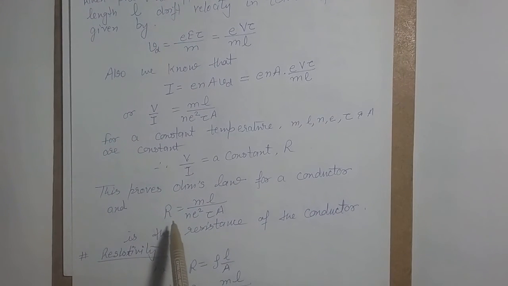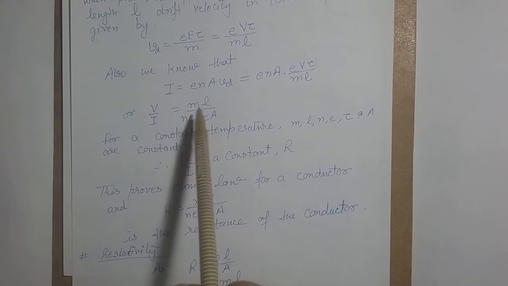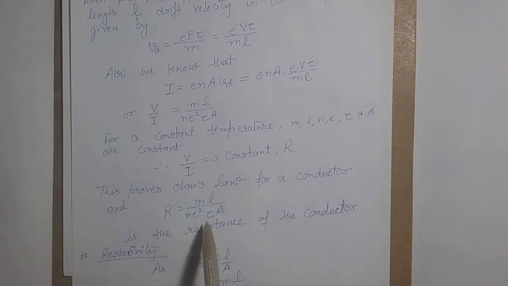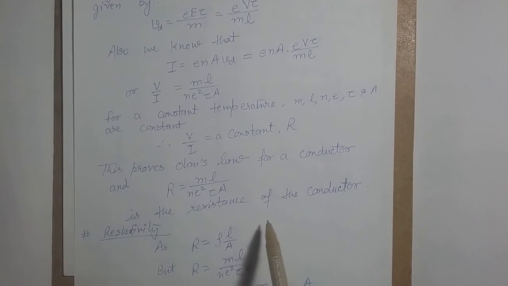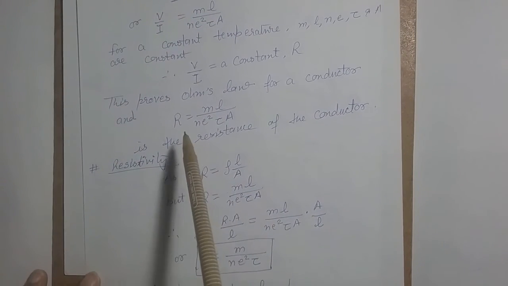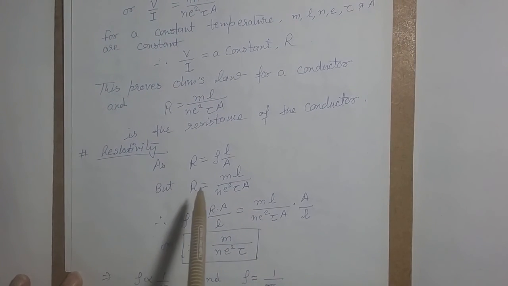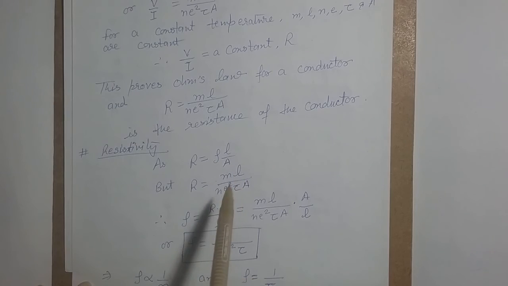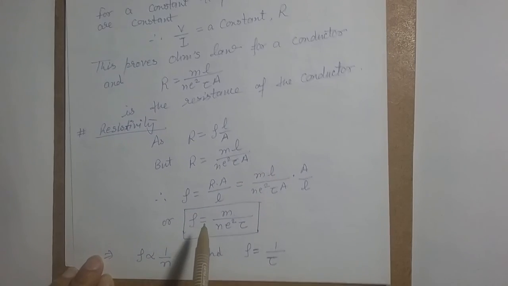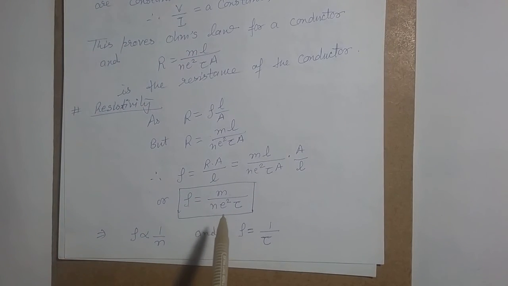Hence R is equal to m into L upon n e square tau A, and this is nothing but the resistance of a given conductor. Now as we have resistance, we can define the resistivity. Substituting the value of resistance over here, we get the value for resistivity, that is resistivity is m upon n e square tau, and from here the resistivity is proportional to what?